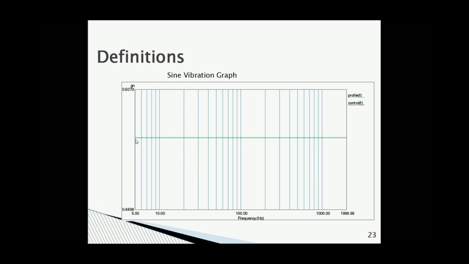So, you would determine the number of minutes it takes to sweep through an octave, which will determine the amount of time it takes for you to make a complete sweep from your lowest frequency, 5 hertz, to your highest frequency, 2000 hertz, or from your highest frequency, 2000 hertz, down to your lowest frequency at 5 hertz.